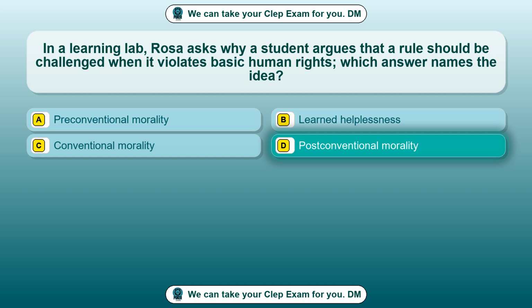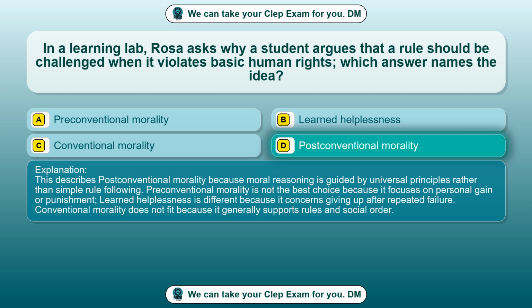Post-conventional morality. This describes post-conventional morality because moral reasoning is guided by universal principles rather than simple rule following. Pre-conventional morality is not the best choice because it focuses on personal gain or punishment. Learned helplessness is different because it concerns giving up after repeated failure. Conventional morality does not fit because it generally supports rules and social order.